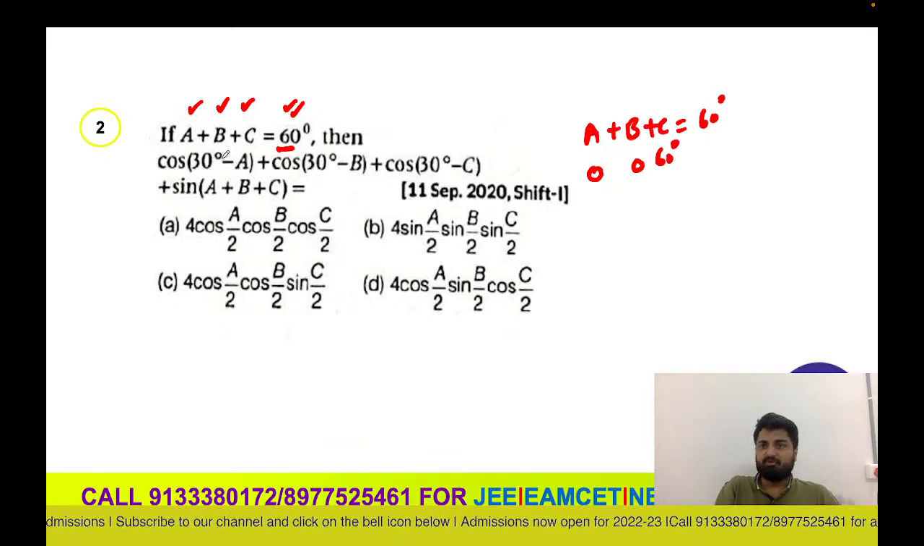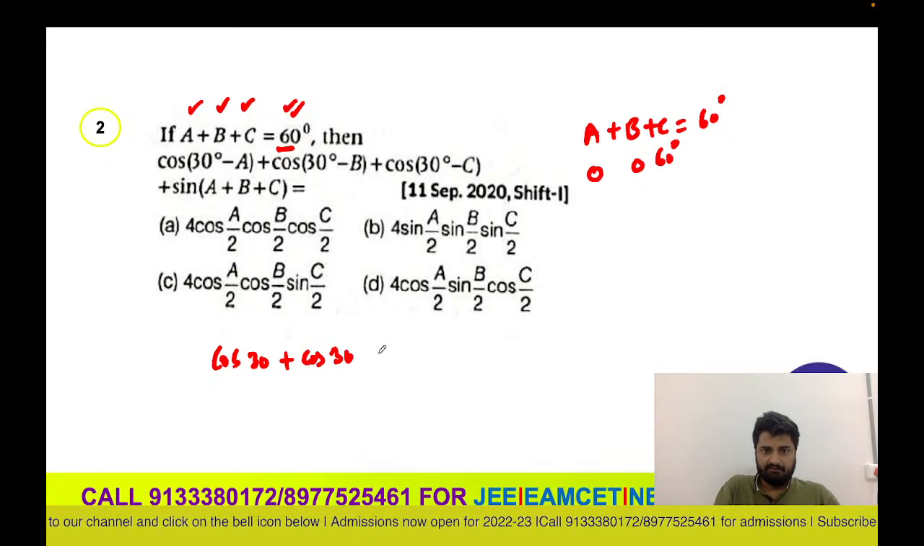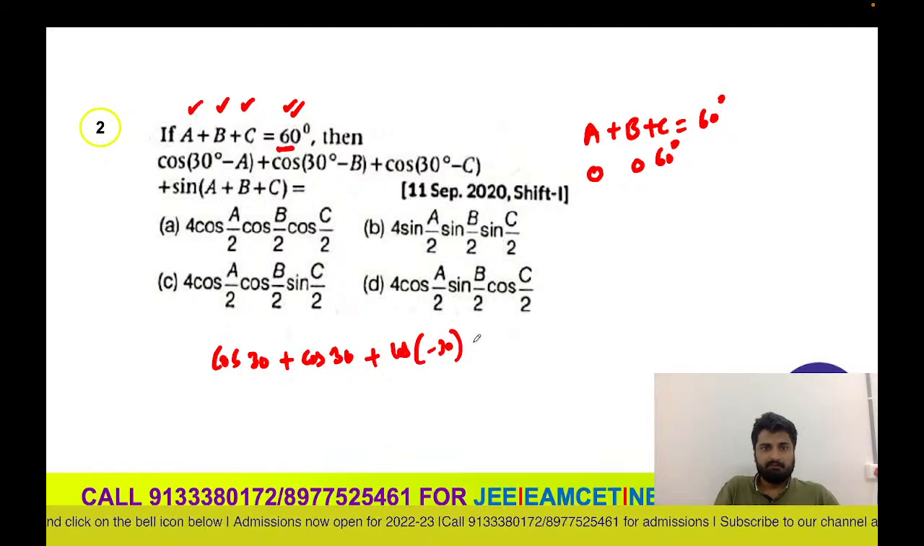So if we assume 0, 0, 60, cos of 30 minus 0 is cos 30, cos of 30 minus 0 is cos 30, cos of 30 minus 60 is nothing but cos of minus 30, plus sin of A plus B plus C. A plus B plus C you know is 60 degrees, so this is sin 60.